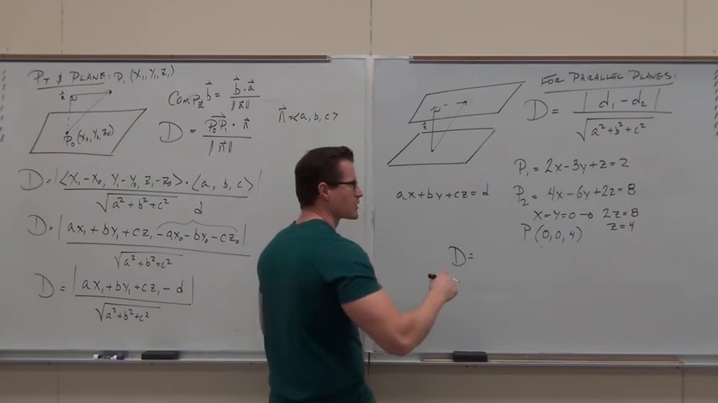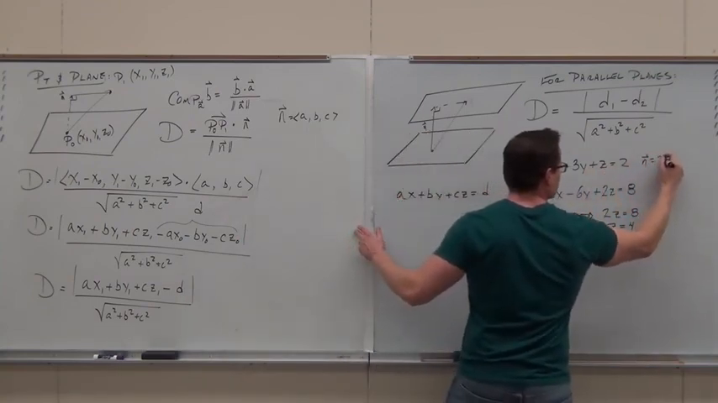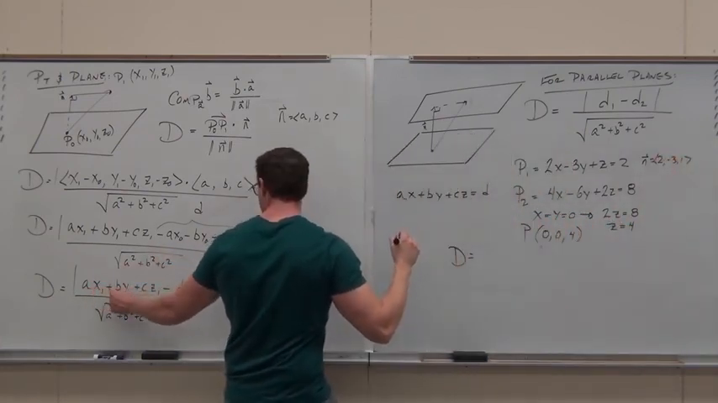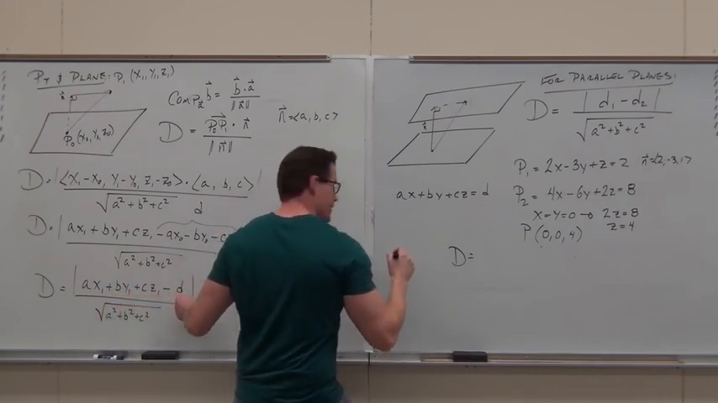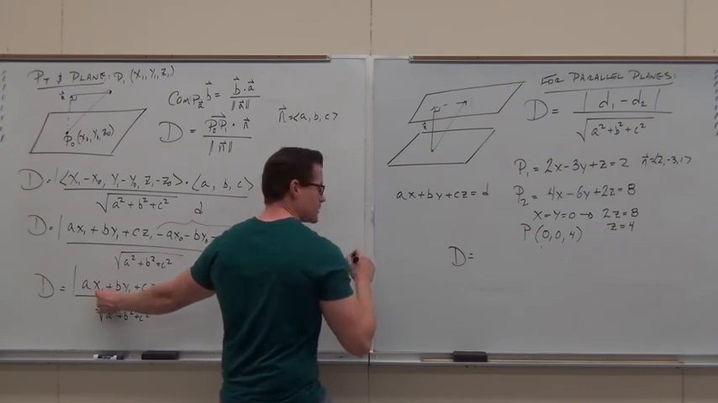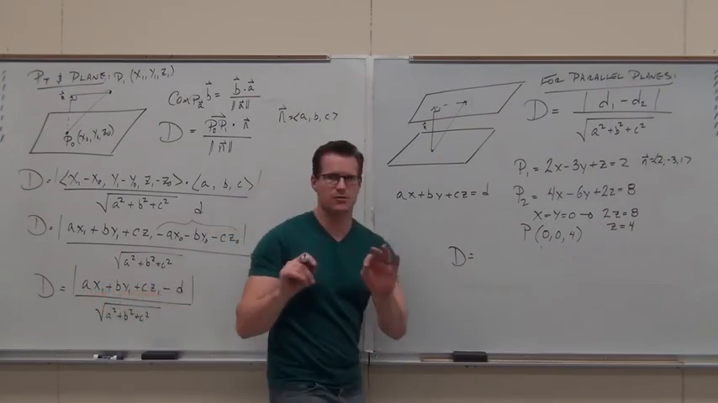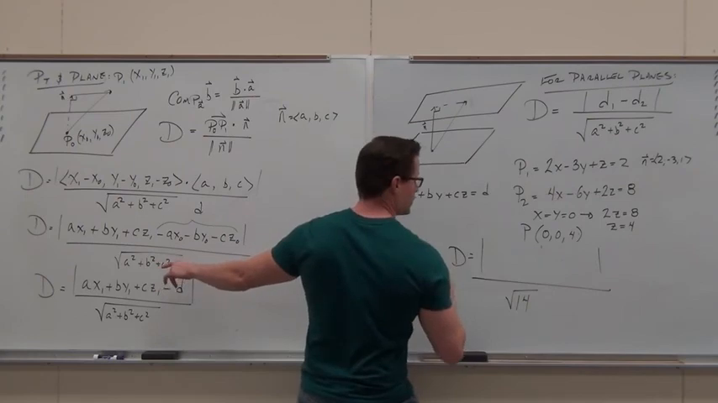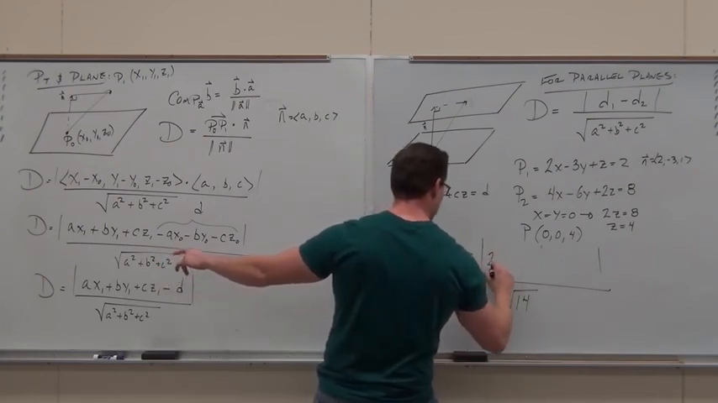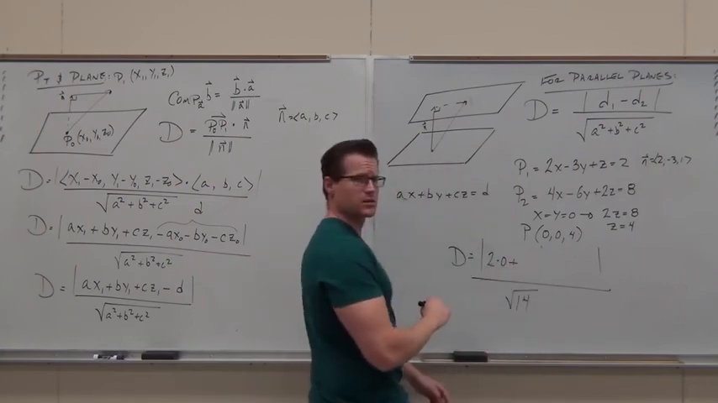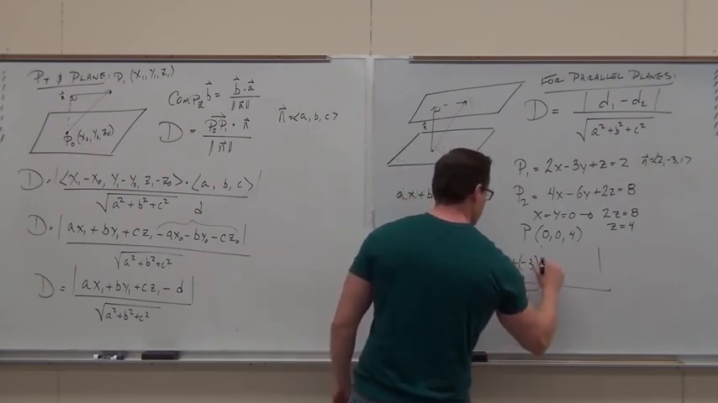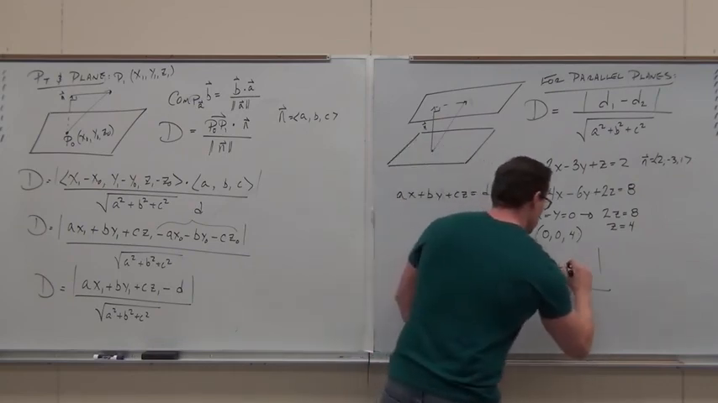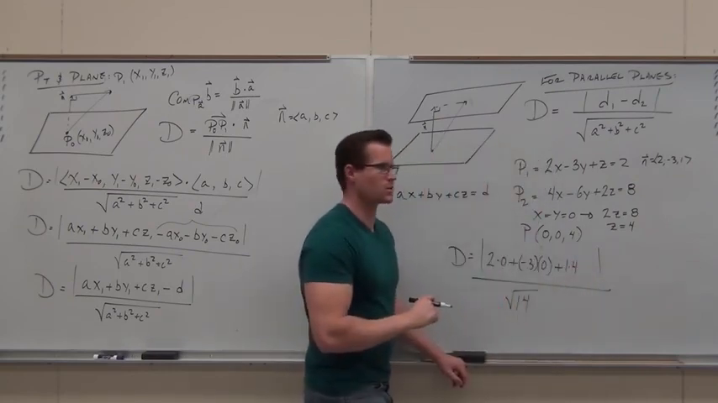I want to show you so you see where it works. Here's our normal. We put 2, negative 3, 1, and 2. Here we put 0, 0, and 4. Do you see where those numbers are coming from? So I can answer square root of 14 because I already did it. What is it again? 2 times 0, plus negative 3 times 0, plus 1 times 4. Do you see where the 1 times 4 is coming from?